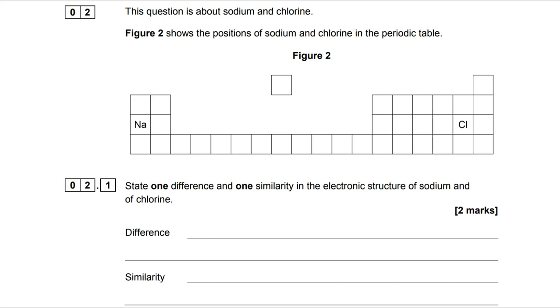This is question 2 of the AQA Combined Science Chemistry Higher paper from June 2018. And we're looking at the reaction between sodium and chlorine, and more specifically in 2.1, we're considering the electronic structures of sodium and chlorine. And remember, you should be able to draw out or write out the electron configuration for the first 20 elements, taking you all the way up to calcium.